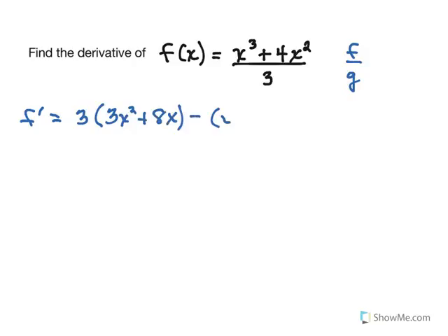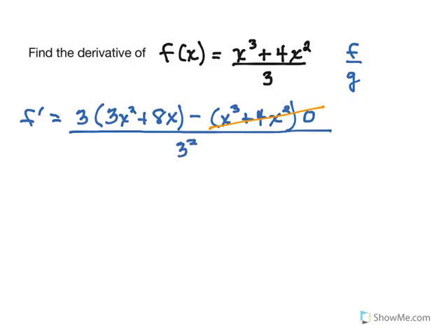keep the numerator, and multiply by the derivative of the denominator. But notice, derivative of 3 is simply going to be 0, so that quantity after the minus pretty much zeroes out. And then we have that over the denominator squared, which is 9. You could easily simplify this because you have the 3 up in the numerator and 9 in the denominator, so we could make this 3x squared plus 8x all over 3.